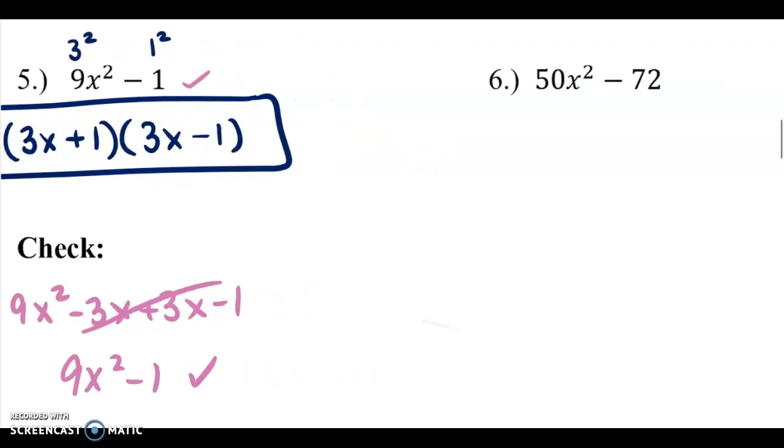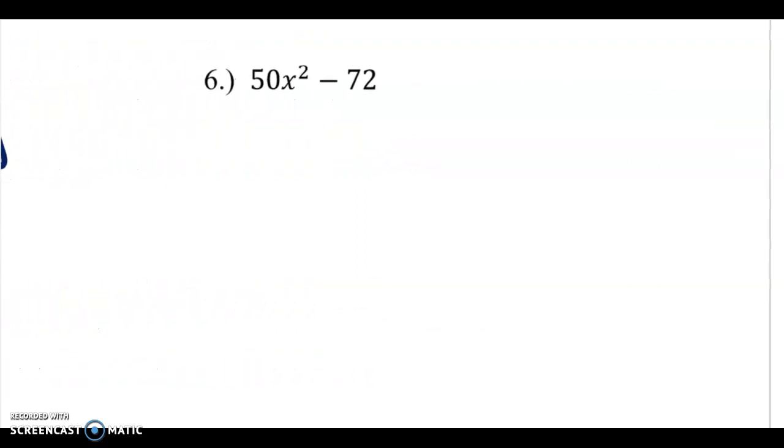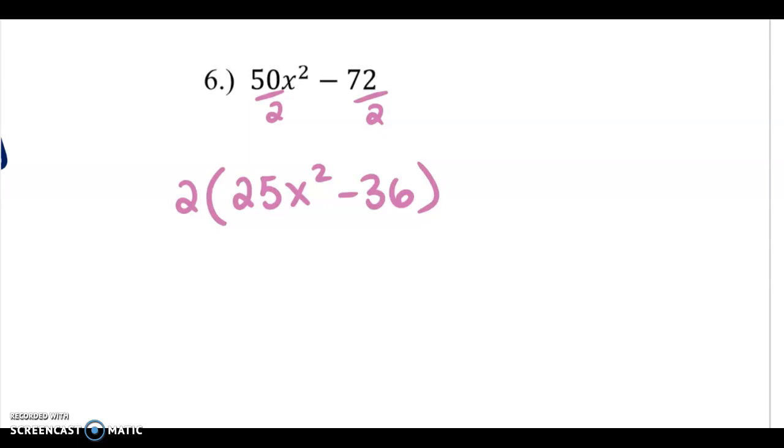This one is interesting, okay, because nothing squared gives me 50. Nothing squared gives me 72. But it is a binomial and I do have subtraction. That's because you should be able to take out a GCF. So none of these problems had any GCFs. Here I have a GCF and the GCF is 2. So I can divide these both by 2 and put 2 on the outside. Gives me 25x squared minus 36.